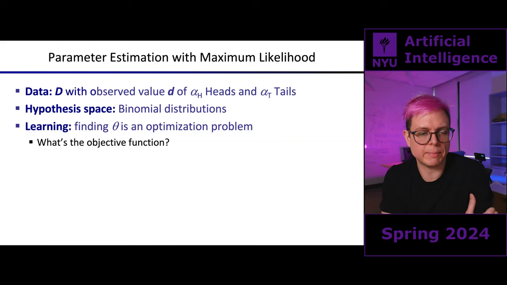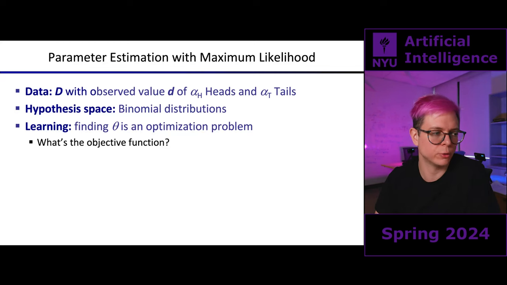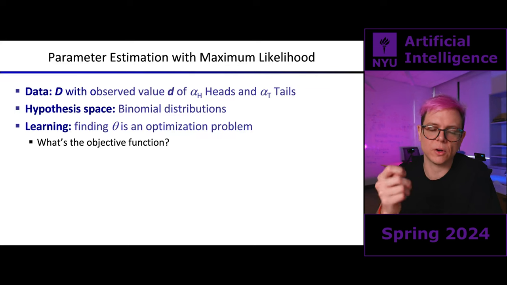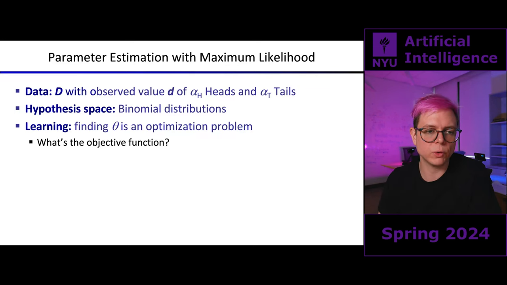So data, capital D, is our random variable. Our data set is a random variable and has a specific observed lowercase d as usual. We have H heads and then we have capital T tails, or raspberries or blueberries, whatever you want. Then we assume we are using this binomial distribution, this coin flip. We would like to learn this theta such that, again, it maximizes this function.